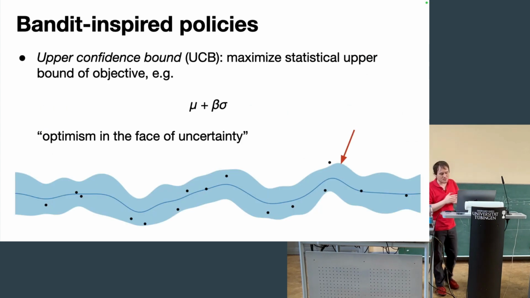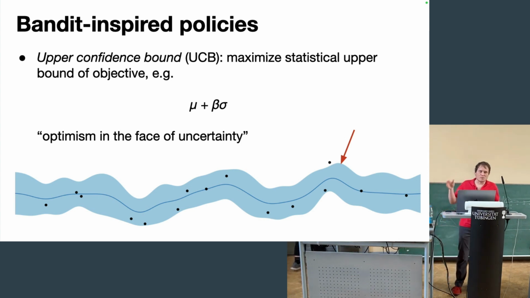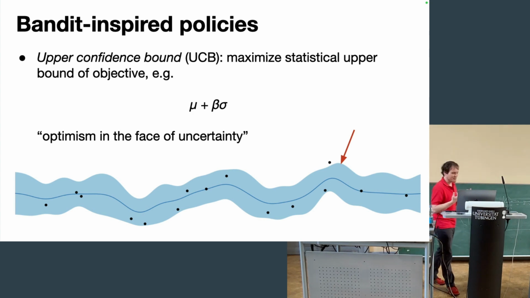So I'm just going to give two examples. The first one is the upper confidence bound algorithm, which maximizes some statistical upper bound of the objective function. In the case of a Gaussian process, that is as simple as taking the posterior mean plus some number of posterior standard deviations. For this particular example, that would lead me to measure at the point maximizing this upper envelope, which is the point on the right-hand side there. This is an encapsulation of the general idea of optimism in the face of uncertainty.